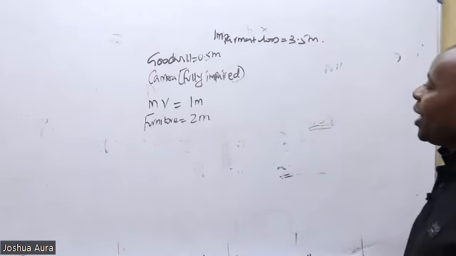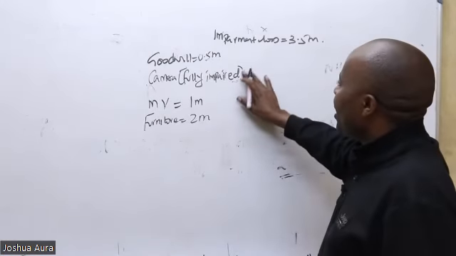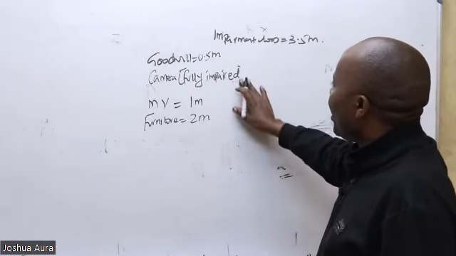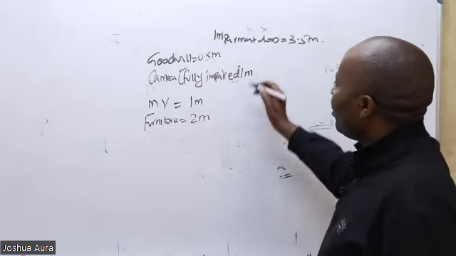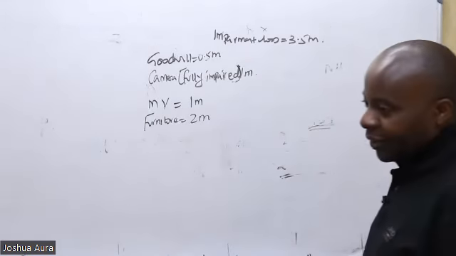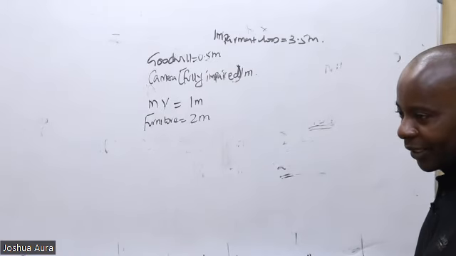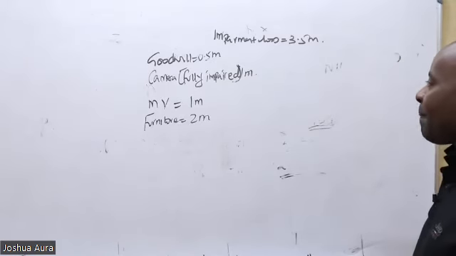This camera, which is fully impaired, let's give it how much? Let's give it 1 million. Cameras are very expensive. Let's give them 1 million.